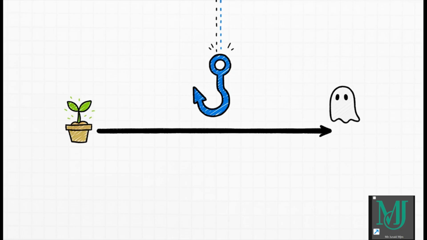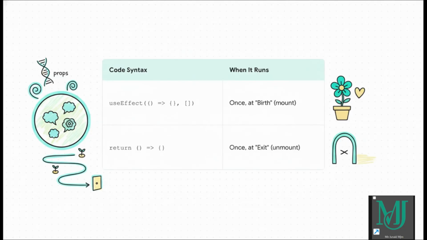For that, React gives us another hook called useEffect. This is our tool for performing what are called side effects, basically letting our component interact with the world outside of React. The syntax is clever for targeting these lifecycle moments. See that example with the empty square brackets at the end? That's our signal to React: hey, run this code exactly once right after the component is born. And for the exit, if you return a function from inside your useEffect, React is smart enough to hold on to it and run that function as a cleanup task right when the component is about to be removed.